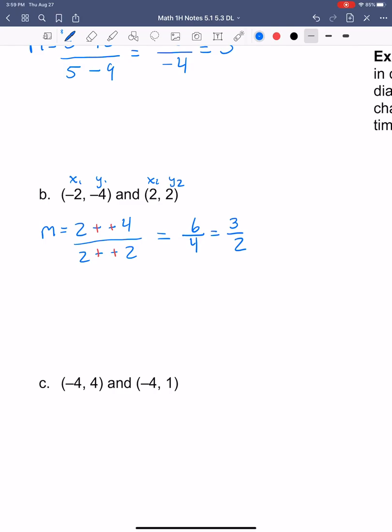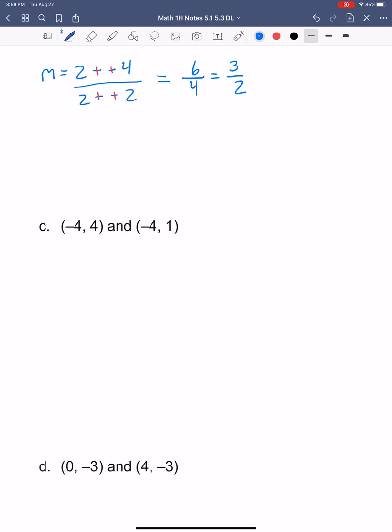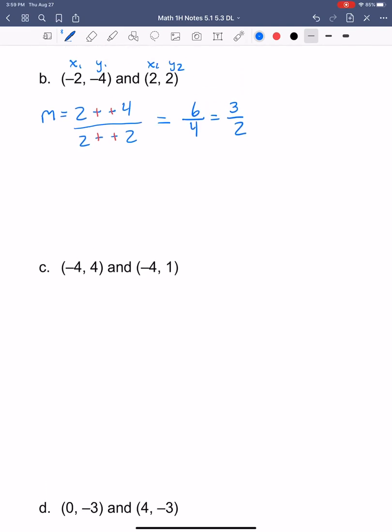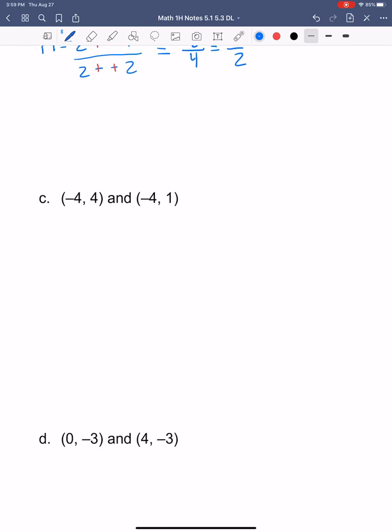And you can leave it as a fraction. You don't have to turn it into a mixed number or a decimal. Moving to letter C here, same idea. We've got x1 and y1 and x2 and y2. And so into our formula here, it's going to be 1 minus 4 over negative 4 minus negative 4.